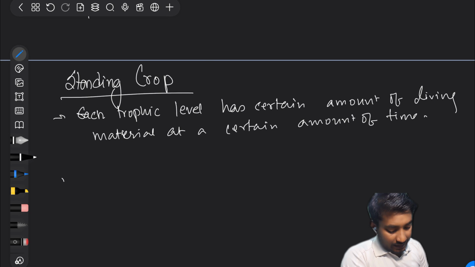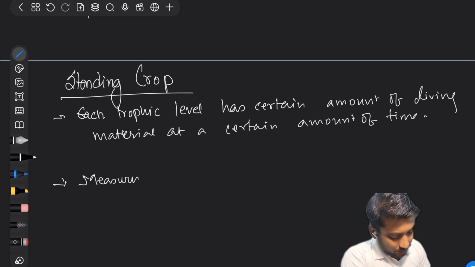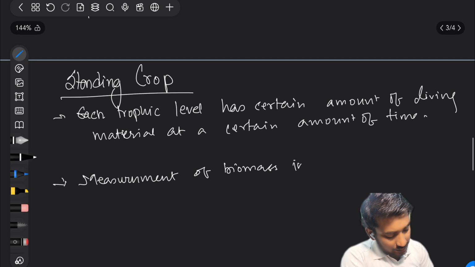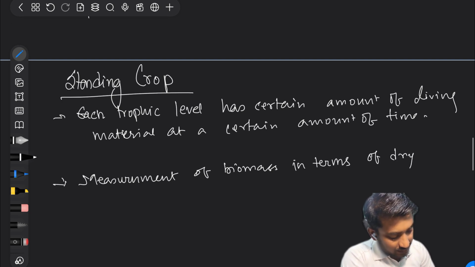Measurement of the biomass in terms of dry weight is more accurate.